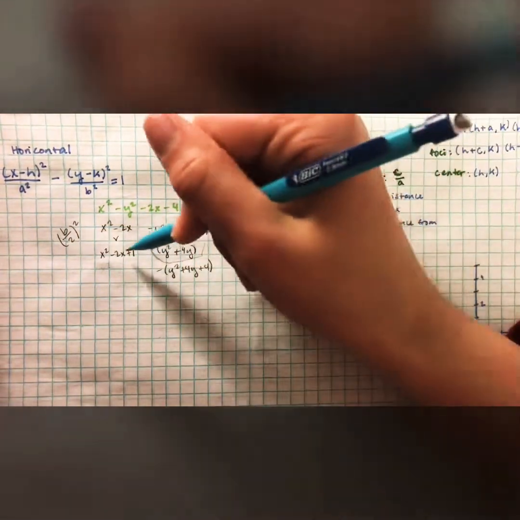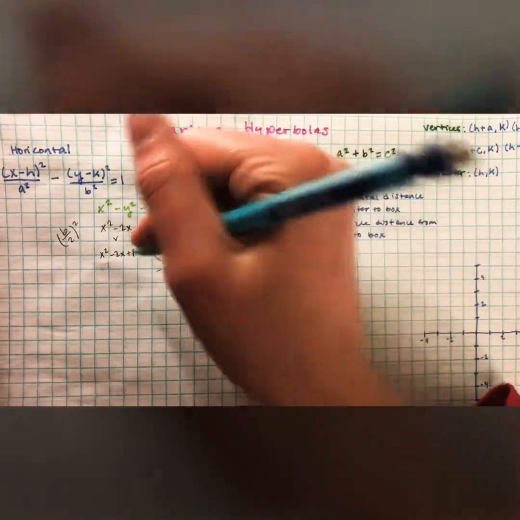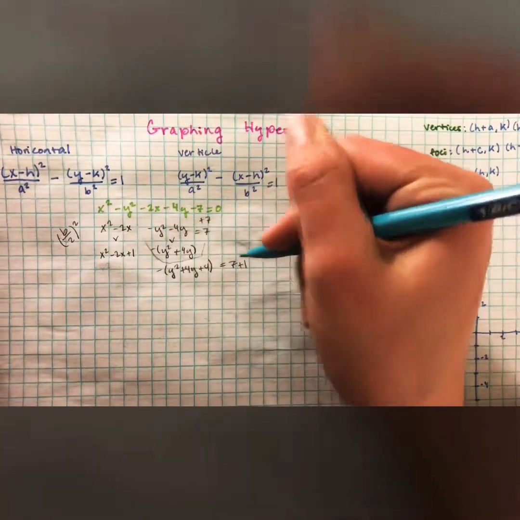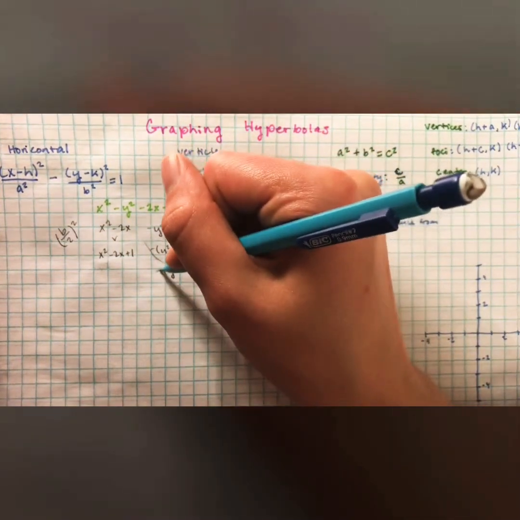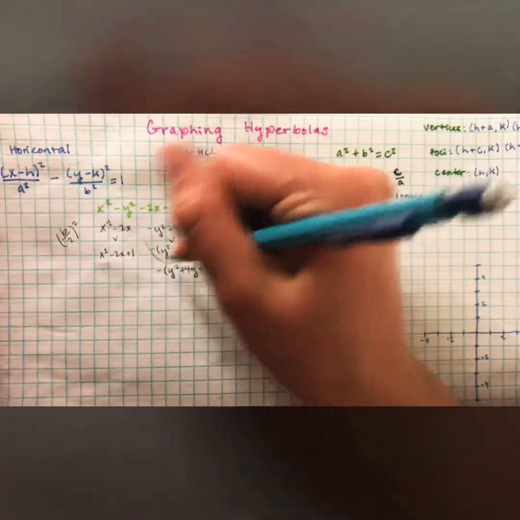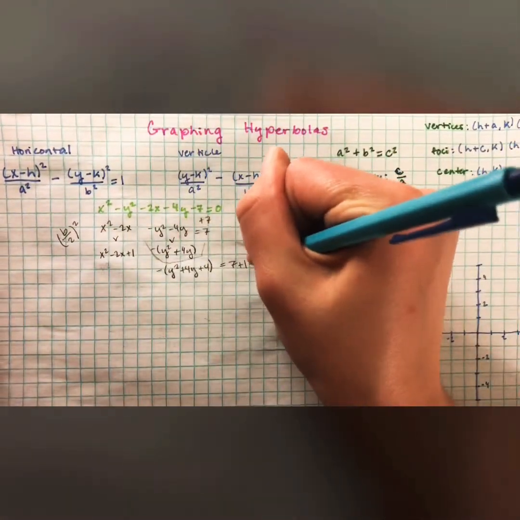Remember, whatever we do on these sides, we have to do on the other side as well. So we still have our 7. So now we add 1, as we did on the left side. And this time we're going to subtract a 4 because we have to account for this negative sign. So it's going to be negative 4.